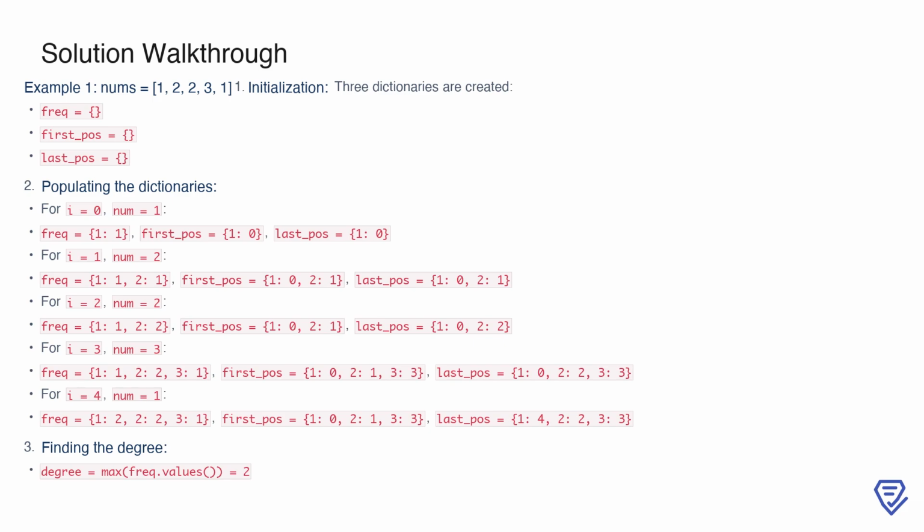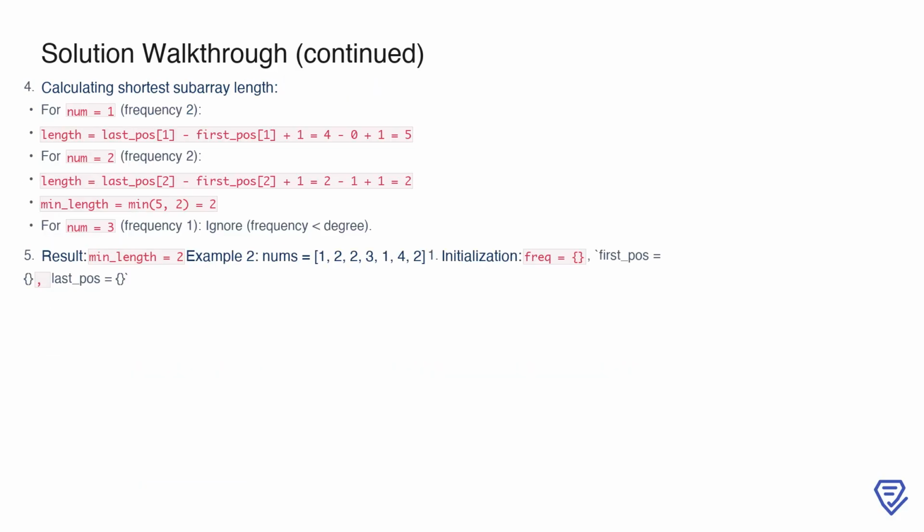By the time we've processed the entire array, we calculate the degree of the array, which is the maximum frequency of any number. In this case, the degree is 2, as both 1 and 2 appear twice in the array. Now, we move on to finding the shortest subarray length that shares this degree.